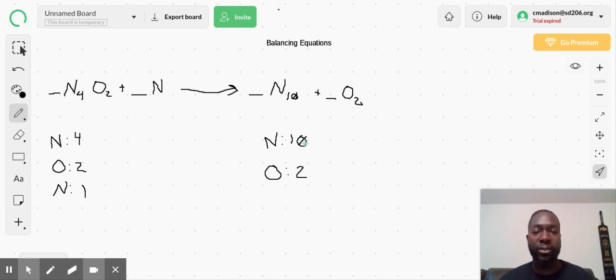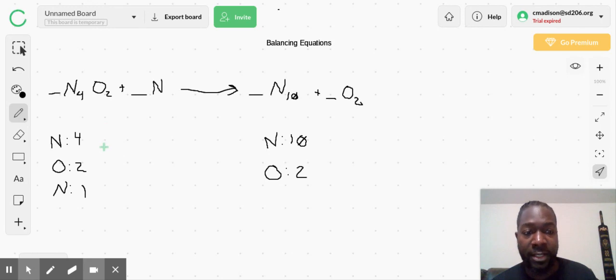Okay, let's start with nitrogen. Now, when we think about nitrogen, we're going to see that there are 4 plus 1, there's 5 on this side, and then there's 10 on this side. We want there to be 10 on this side, but there's no one move that will make it 10. Well, Miss Madison, I could just multiply this by 10, and then boom, that's 10. Nope, that's 14, because remember these 4. So we can't do it that way.